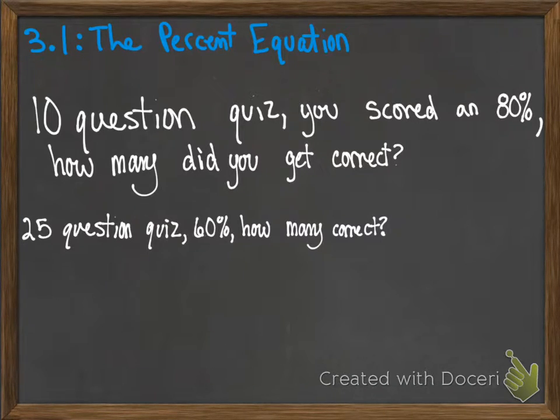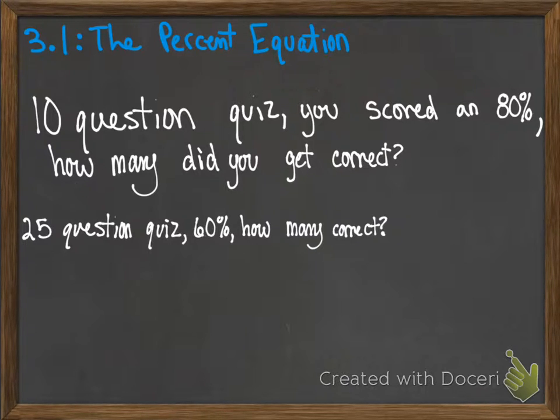If you have a 25-question quiz and you got a 60%, how many did you get correct? That one's a little bit more difficult. The numbers don't line up quite as well. So the percent equation will tell us how to solve both of these mathematically, regardless of what percent or number of questions correct or incorrect or the total number of questions on the test or quiz. This is something we use all the time, and you probably don't even know that you're using it.